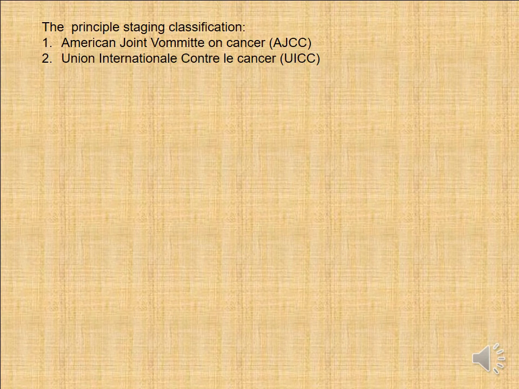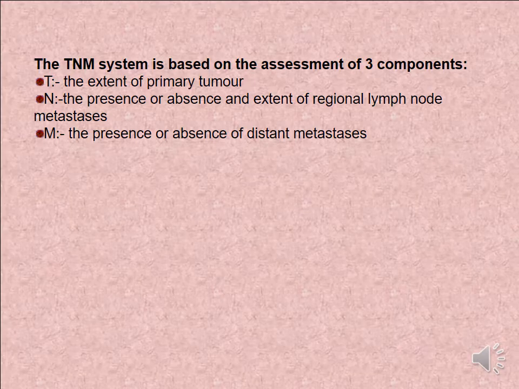We have principles of staging. The classification of the staging is according to the American Joint Committee on Cancer, called AJCC, or the Union for International Cancer Control, the European classification, called UICC. For staging, you must know the TNM system. The TNM system is based on the assessment of three components. What does T mean, what does N mean, and what does M mean? The T is the extent of the primary tumor.